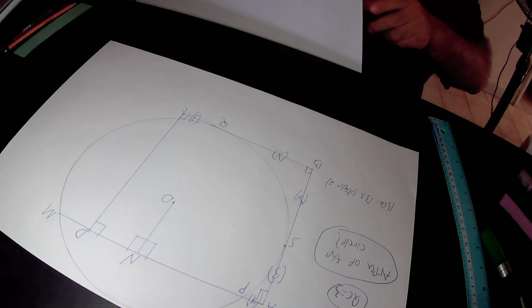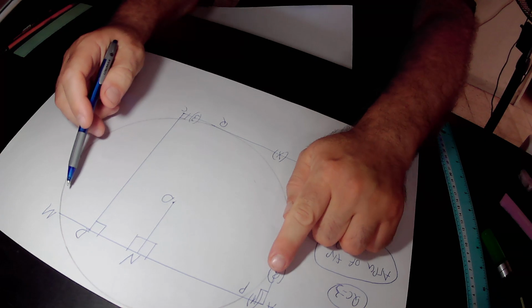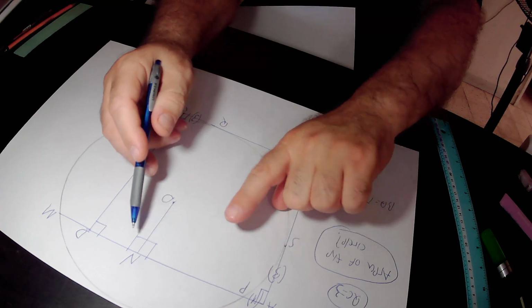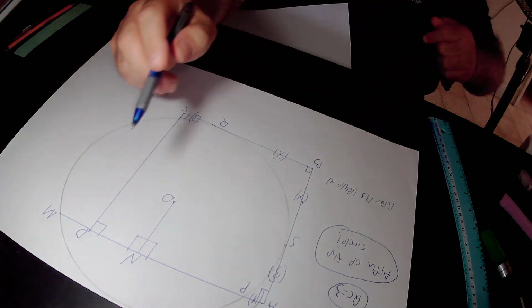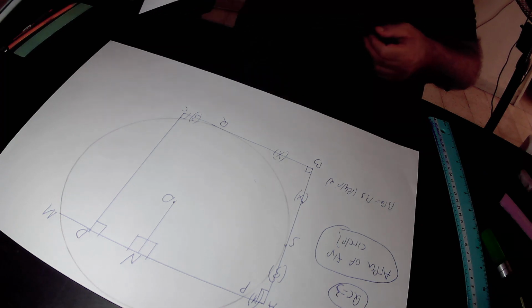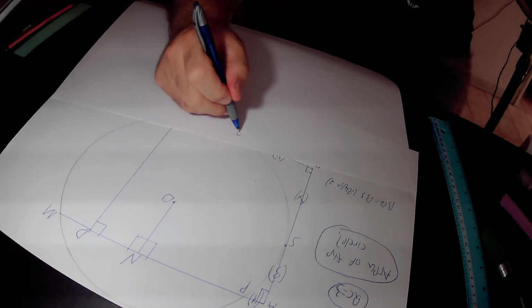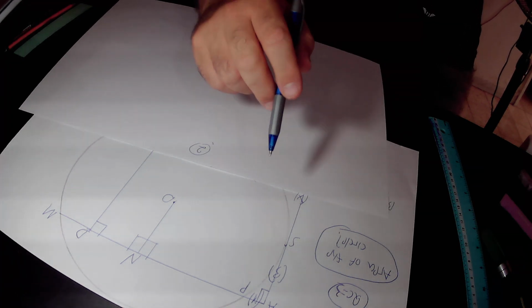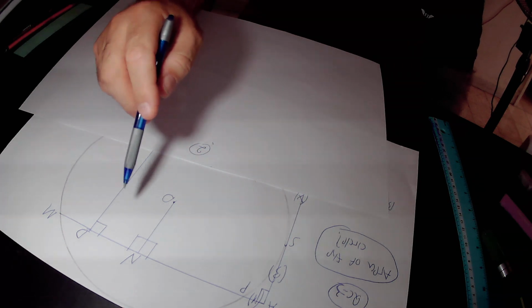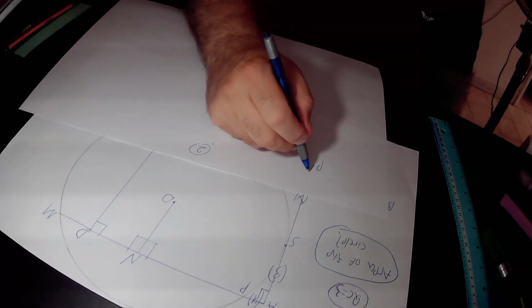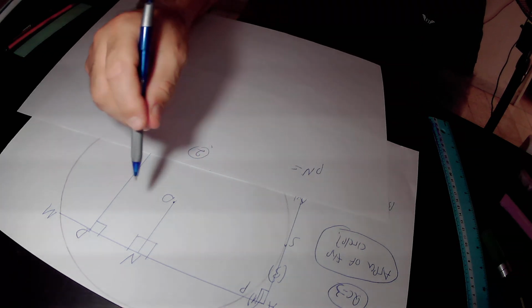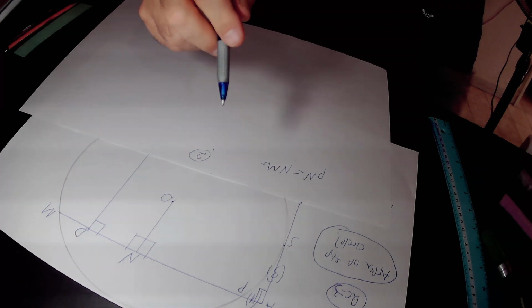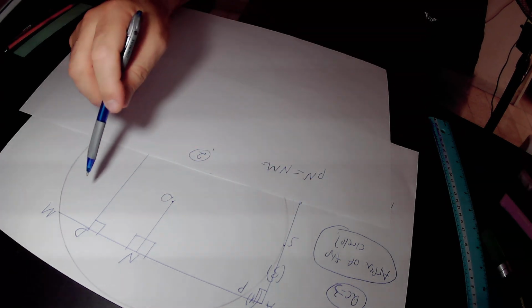That is to say, it divides chord PM into two halves. The first half is PN and the second half is NM. So according to rule 11, PN equals NM equals PM over 2.